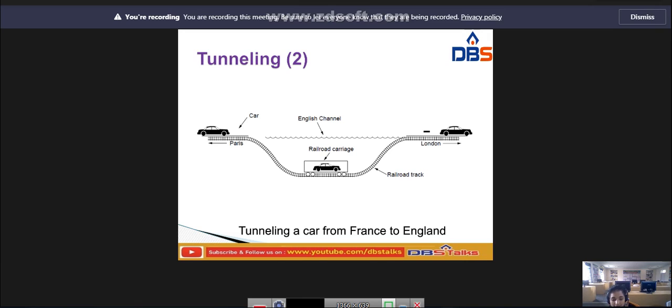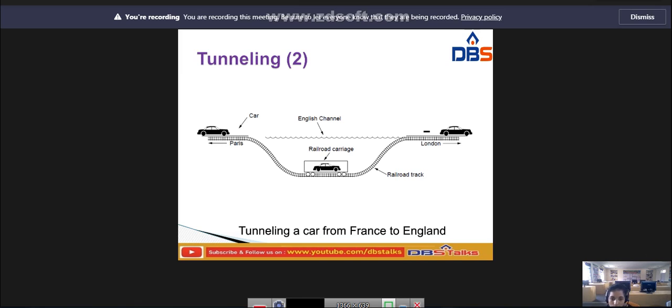Okay, so this is the diagram. In this diagram, at the far end, the car is let loose on the English roads, and once again continues to move under its own power. Tunneling of packets through a foreign network works the same way. So this is called tunneling.